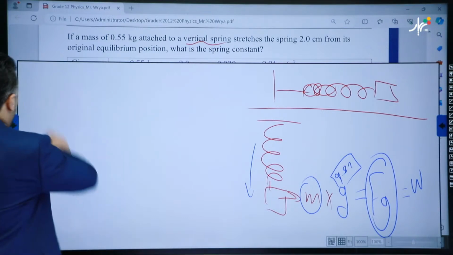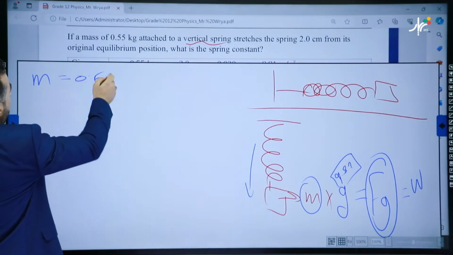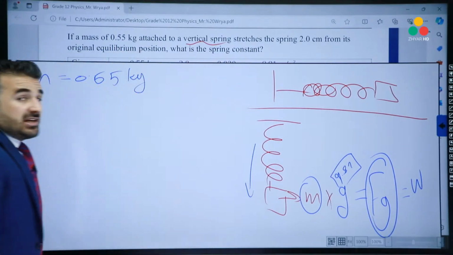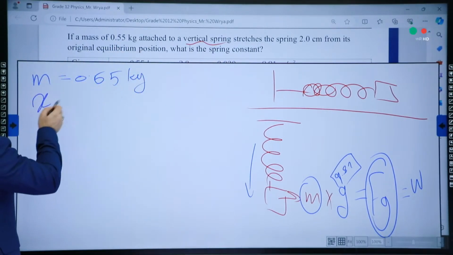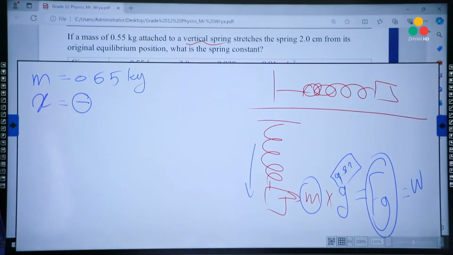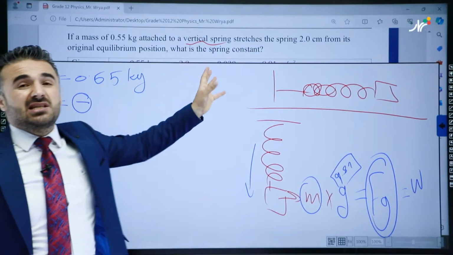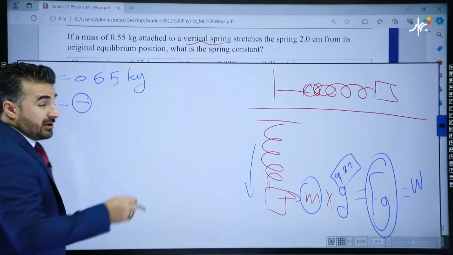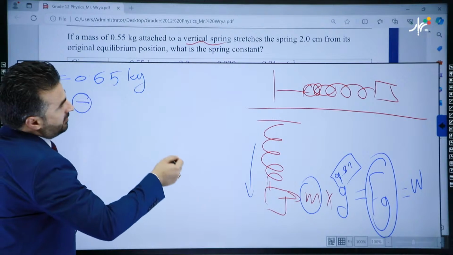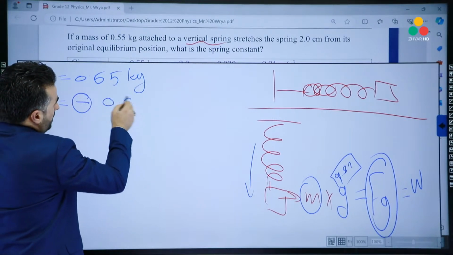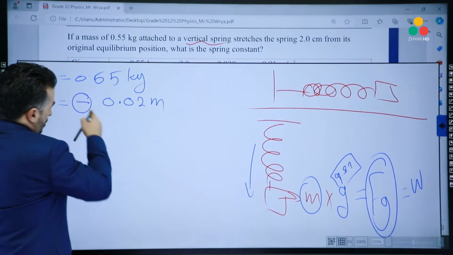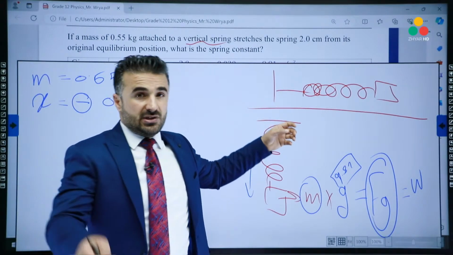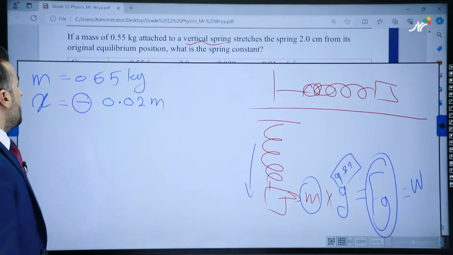So we have a mass. What is the mass? The mass is 0.55 kilogram, okay? To vertically stretch the spring 2 centimeters. So remember, we said we'll consider x to be negative always, okay? But what is given here is 2 centimeters, guys. Can we use centimeters? No, you have to convert centimeter into meter. So 2 centimeters divided by 100, you can say 0.02 meter in this case. Don't forget, we'll use negative. That is because the displacement is opposite to the stretching force here.